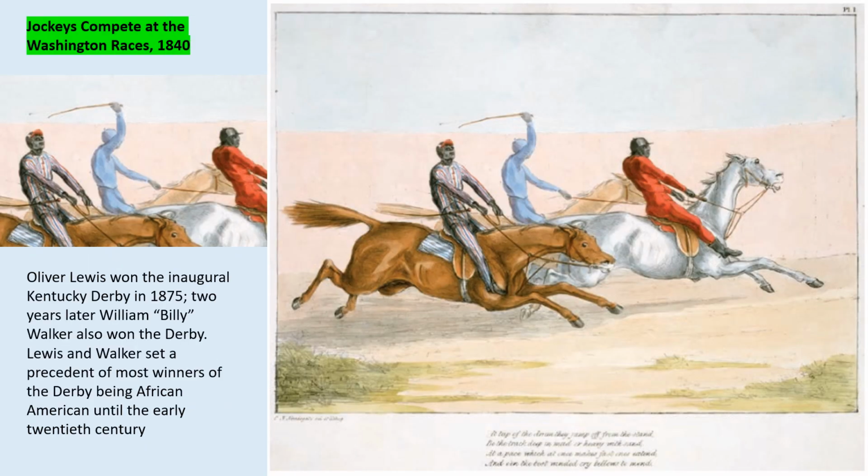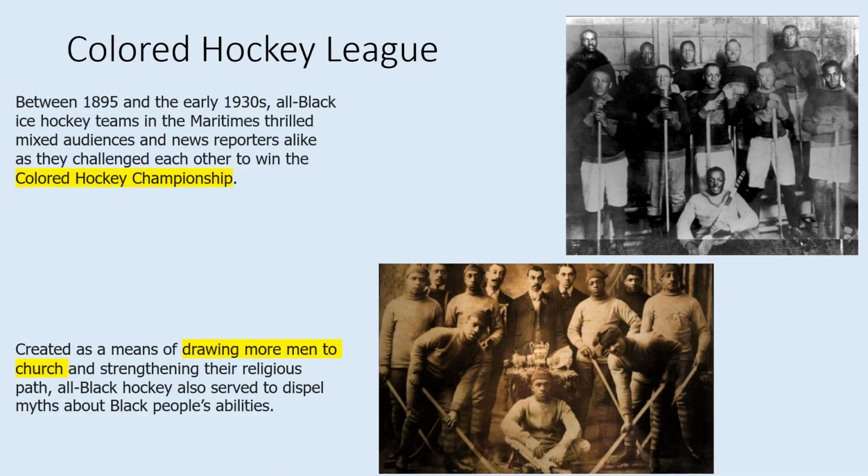As mentioned before, 2 Kentucky Derby winners, Billy Walker and Oliver Lewis. This is a required AP source, which is why it's highlighted in green, and this is an image depicting their success. The Colored Hockey League in the late 1800s.